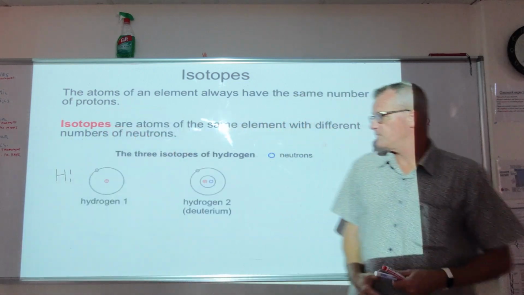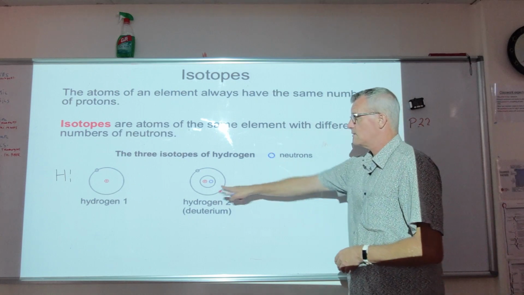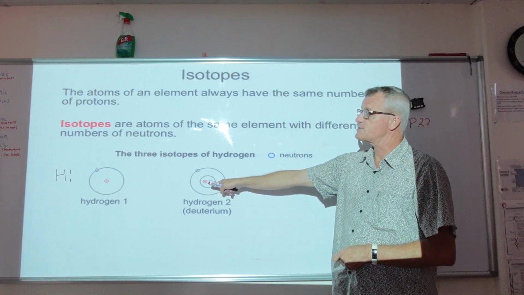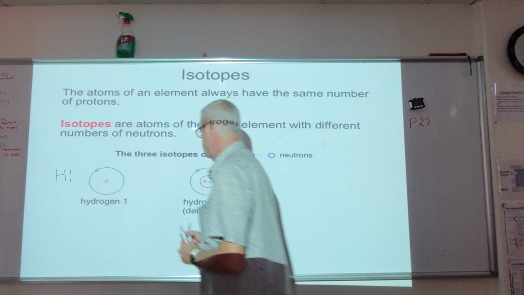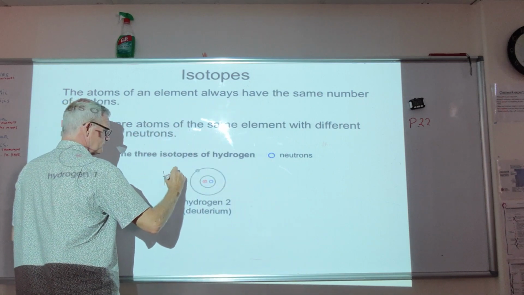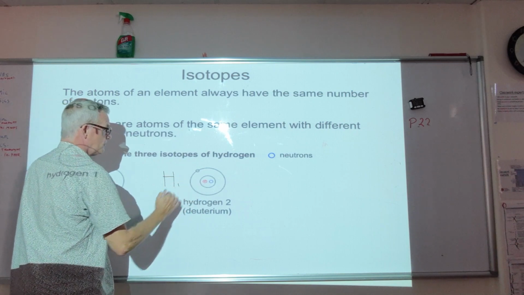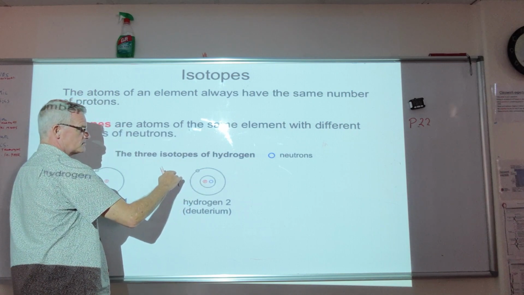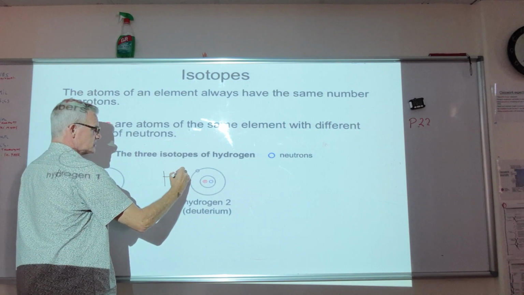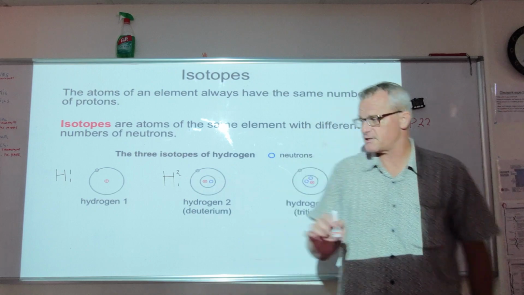The next one we call deuterium, and now a neutron is added. Now how would we write deuterium? Does the proton number change? No. But does the mass change? Yes, protons plus neutrons, so that means it's 2. Overall charge again is 0.